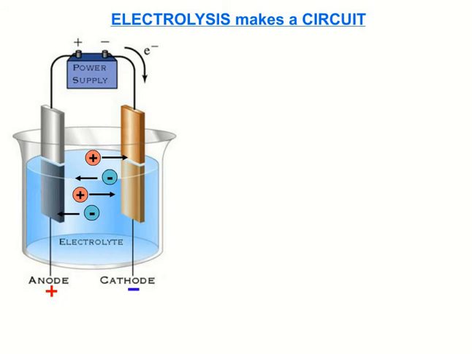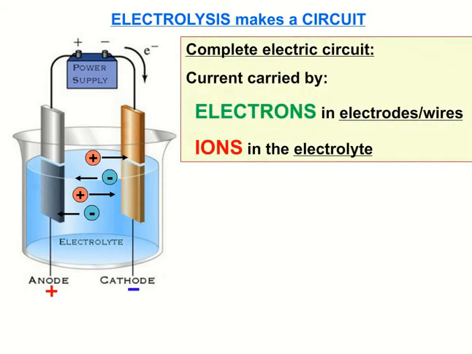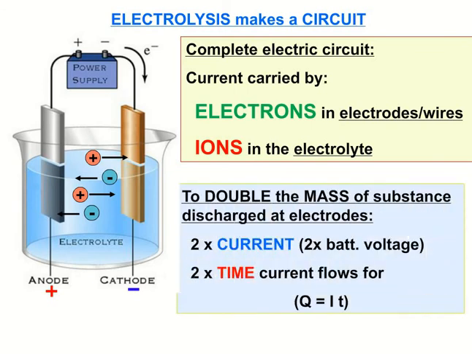Electrolysis makes a complete electric circuit. The current is carried by electrons in the electrodes and by ions in the electrolyte. To double the mass of substance discharged at the electrodes, we double the current, or double the time the current flows, using Q = It.